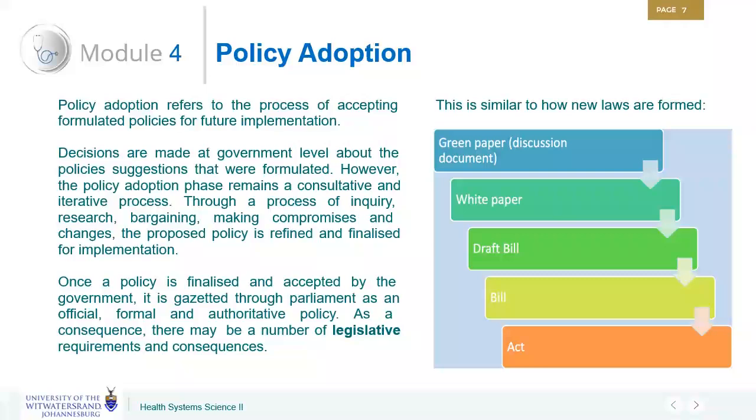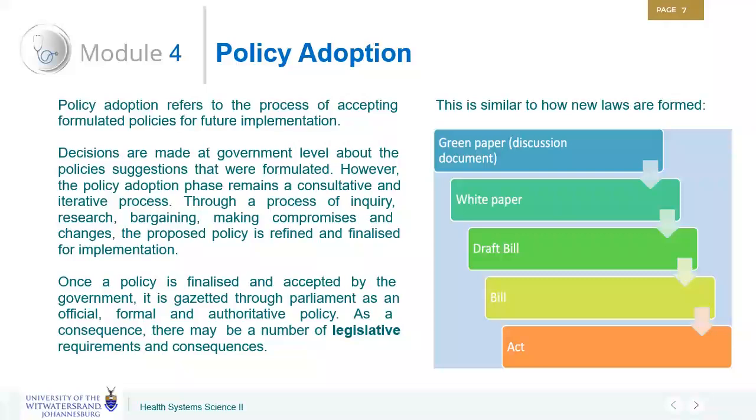But we know that when we come up with a policy, it can have legislative consequences. So there might be legal issues that are involved. The policy also needs to be adopted by Parliament, so it can be gazetted through Parliament to make it official or a formal authoritative policy that has to be implemented. So this is actually quite similar to the way that new laws are formed. And I've put a graphic here on the slide to show you that process. Let's use this graphic to discuss, for example, how national health insurance came into effect.